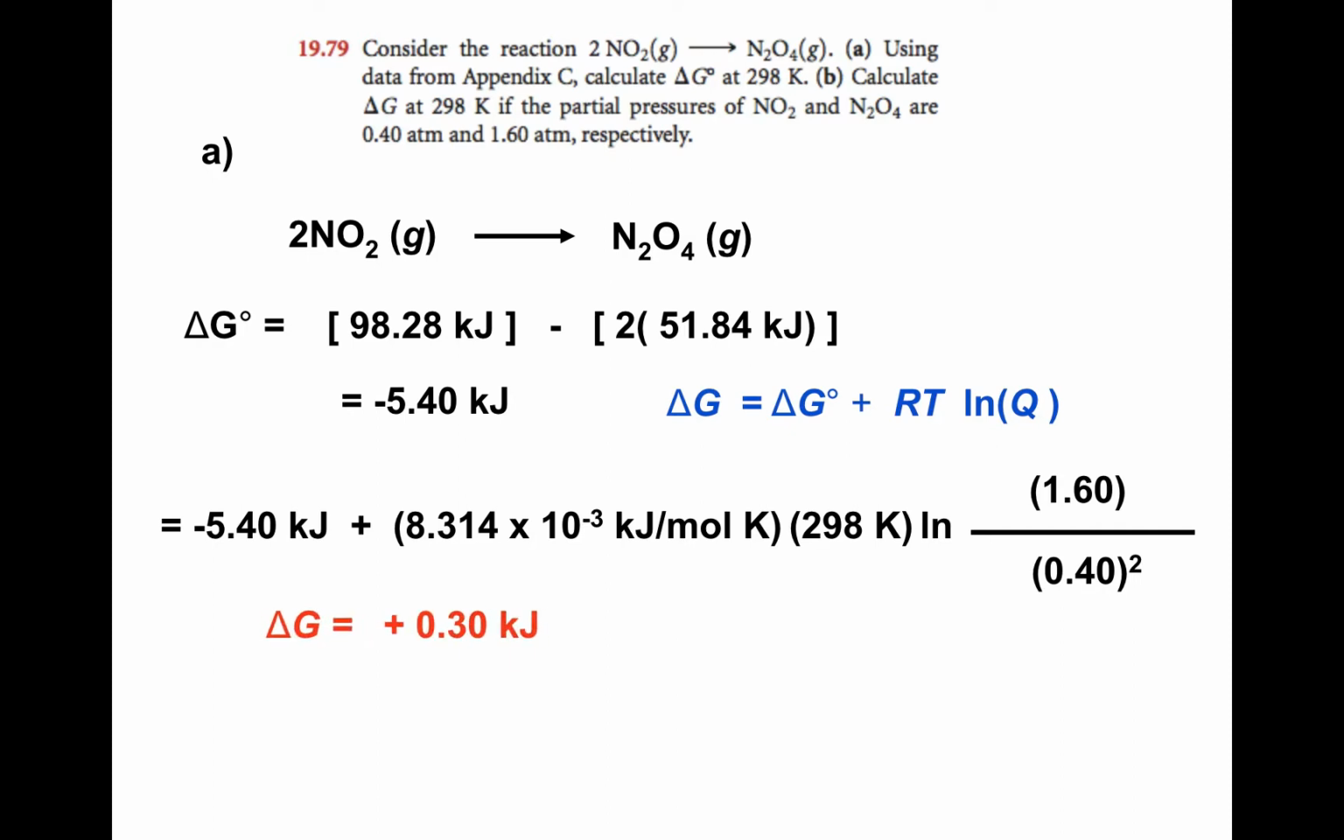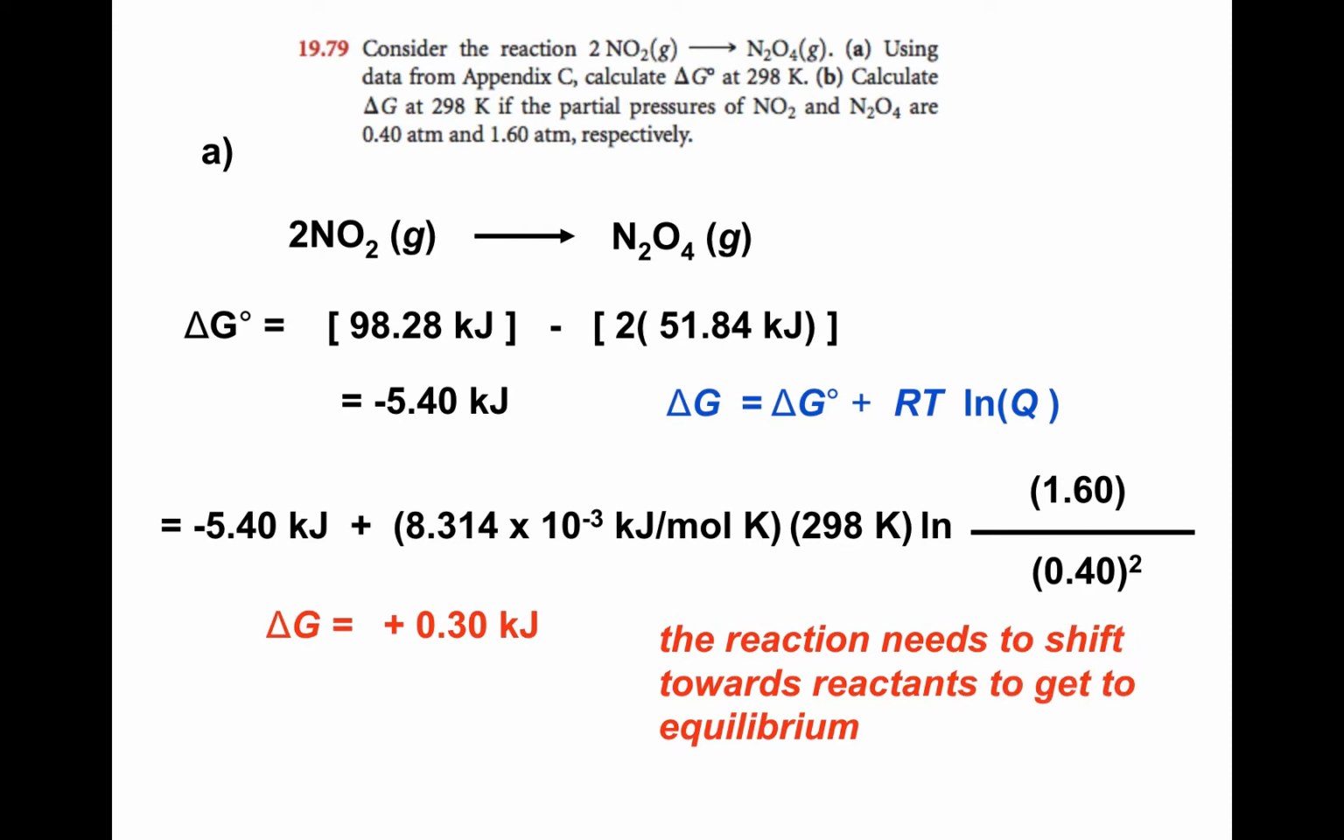What this positive value tells me is that I've gone past equilibrium. I've had to put energy in to go past the point where the reaction stopped. So if this reaction is going to get to equilibrium, it's got to slide backwards. You have too many products here. So this is how you use the relationship between G and G naught.